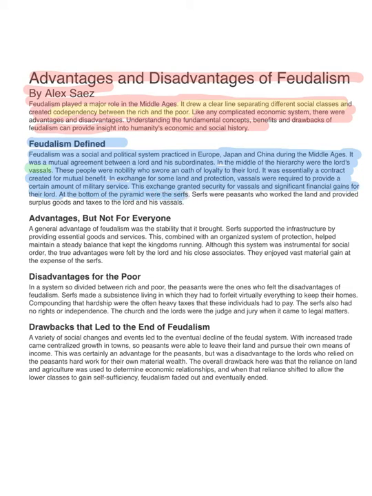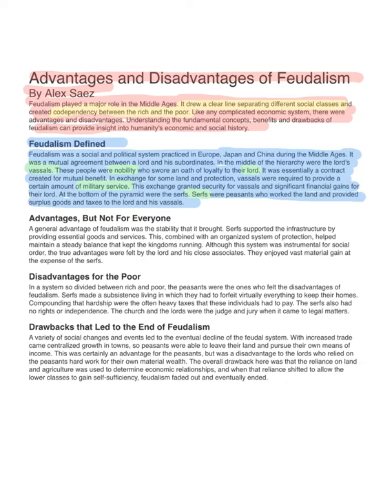This exchange granted security for the vassals and significant financial gains for their lord. At the bottom of the pyramid were the serfs. The serfs were peasants who worked the land and provided surplus goods and taxes to the lord and his vassals. Okay, so we have the serfs right here. And the vassals were the people who provided protection, and they served their lord. They were the people of nobility who swore to the lord that they would protect the land and provide military service.